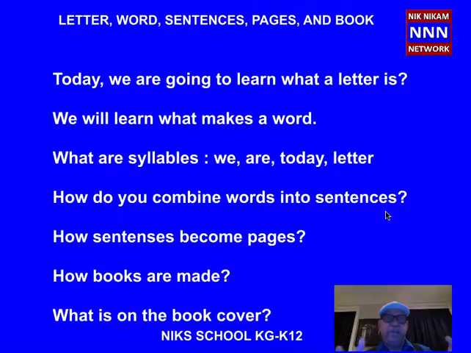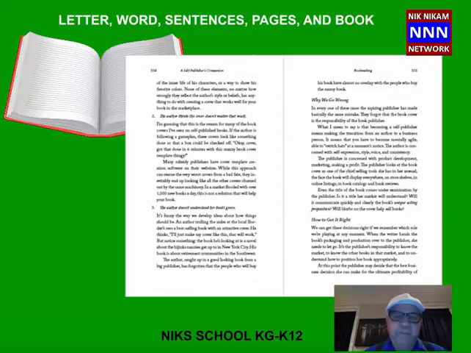So, we finished that part. Then we are going to now look at how sentences become pages. Okay, let us go to the next slide and see. Here is a book, and when you flip the book, you are going to see words combined into sentences, and then there are many other things which I want to point out.